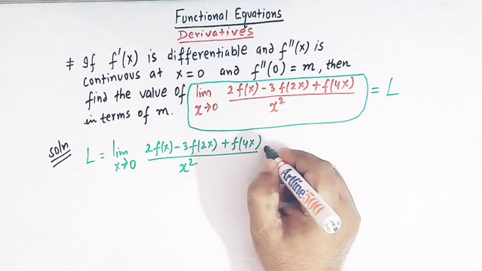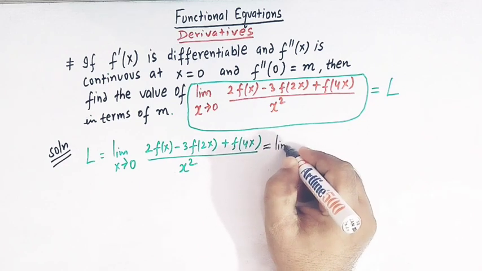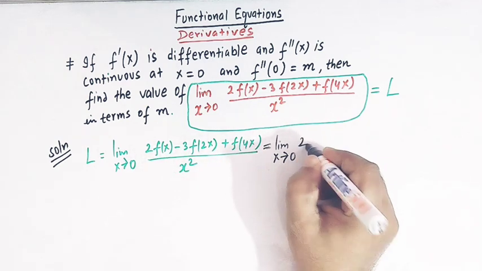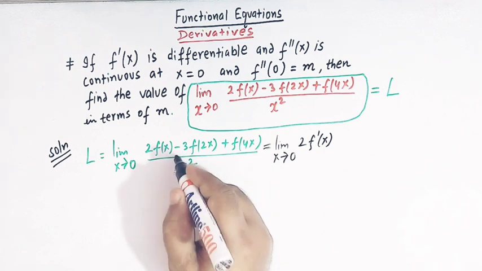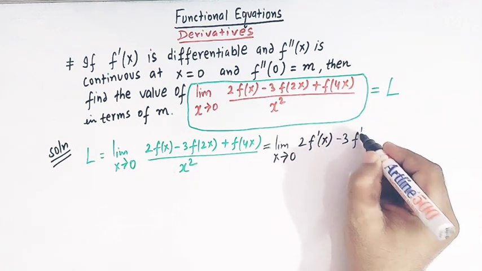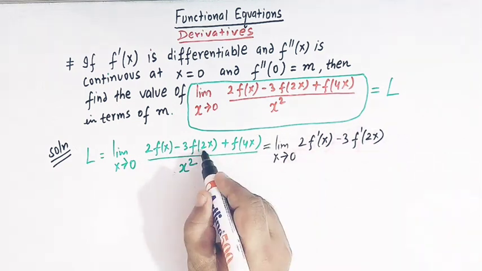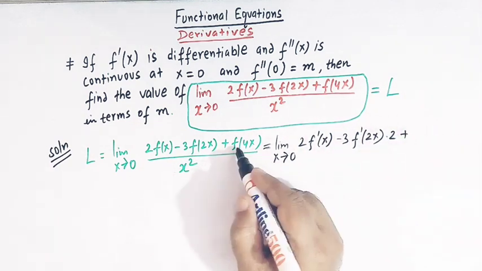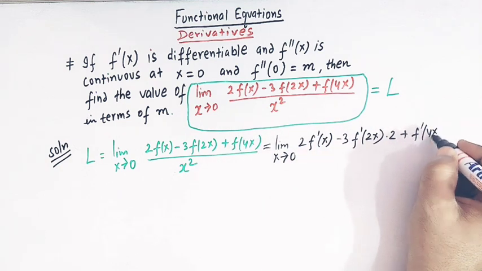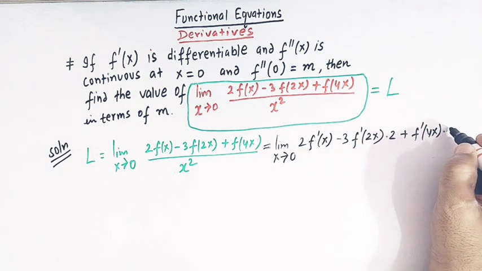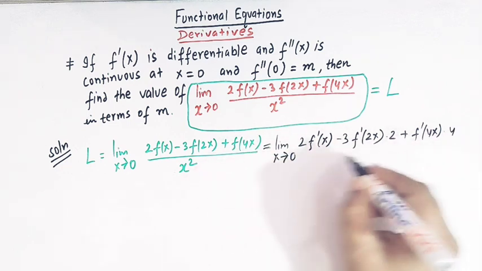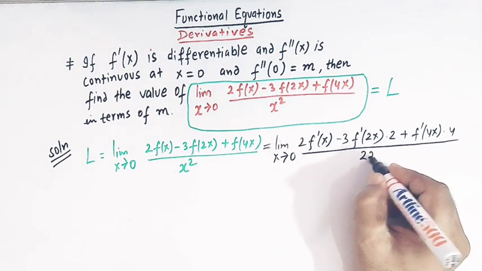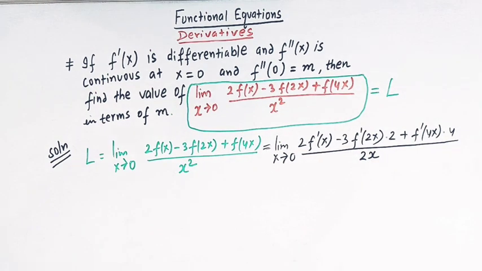So now we have the second step, limit x tends to 0. The derivative of f(x) is f prime of x. Then we have minus 3 f prime of 2x, and then by chain rule the derivative of 2x is 2, right? And here we have f prime of 4x, and then by chain rule we have the derivative of 4x as 4, and in the denominator we have the derivative of x square as 2x, right?